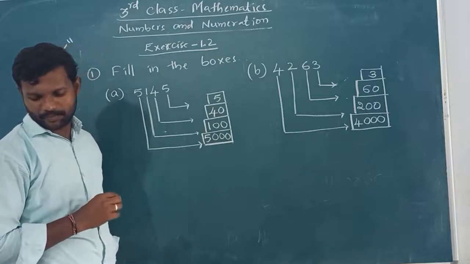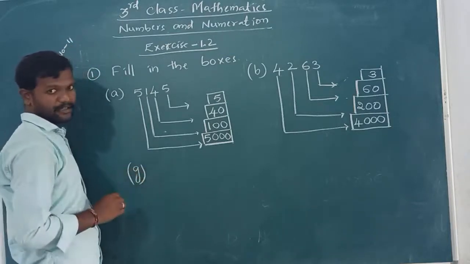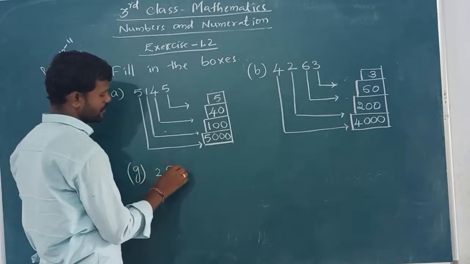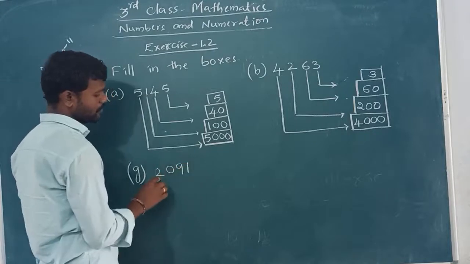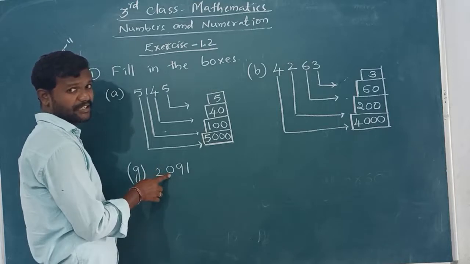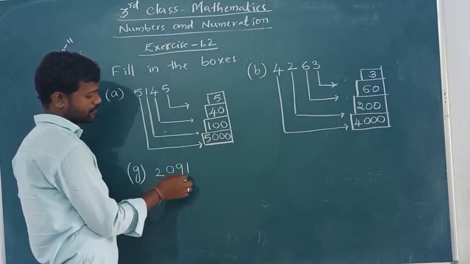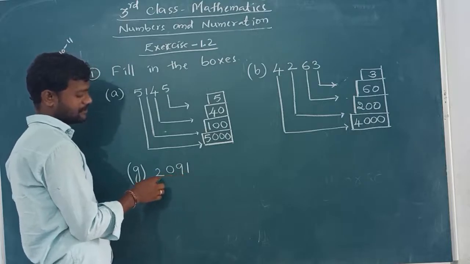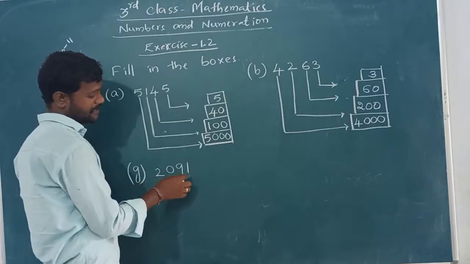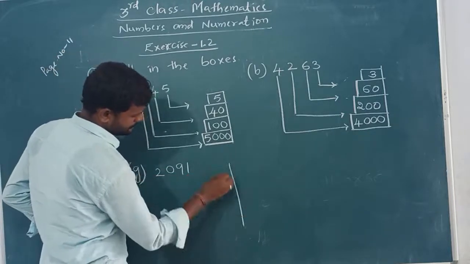Okay. Observe one problem from this, problem number G. G is there in the first bit. What is that? 2091. That's it. There is nothing. 0 is in hundreds place, so no need to read. 2 is in which place? Ones, tens, hundreds, thousands. So 2 is in thousands place. 2091. Okay. Fill the box in this.